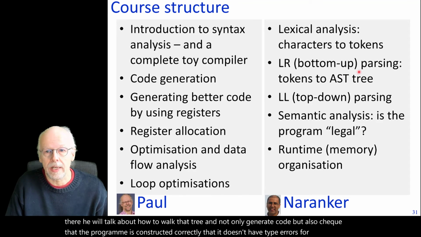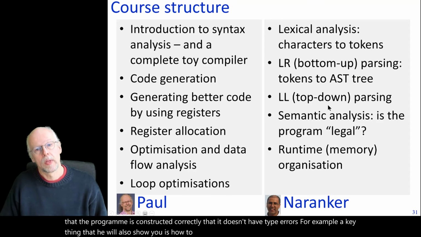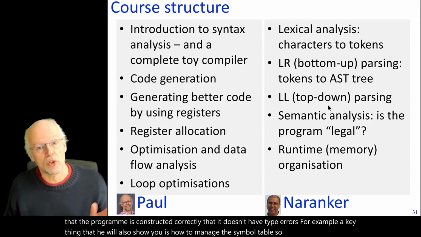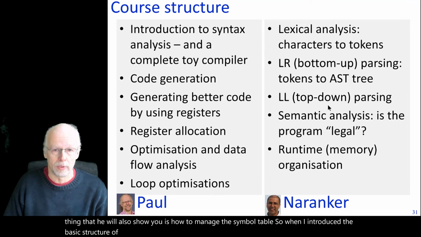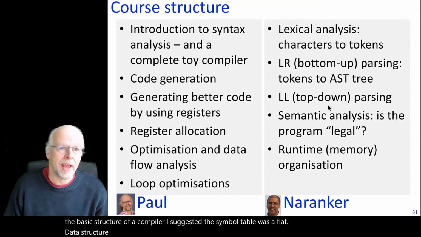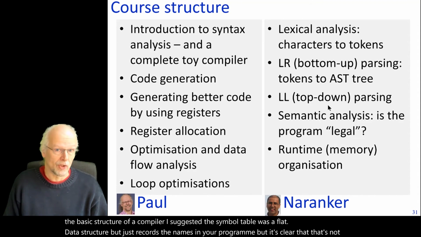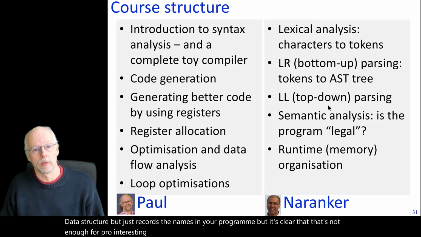A key thing that he will also show you is how to manage the symbol table. So when I introduced the basic structure of a compiler, I suggested the symbol table was a flat data structure that just records the names in your program. But it's clear that that's not enough for interesting programming languages with concepts like scope.